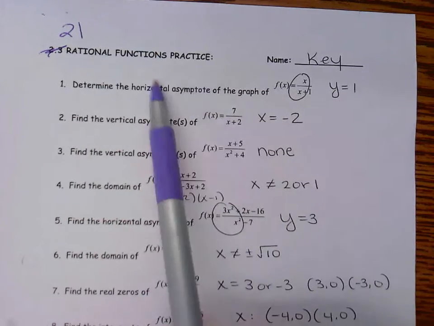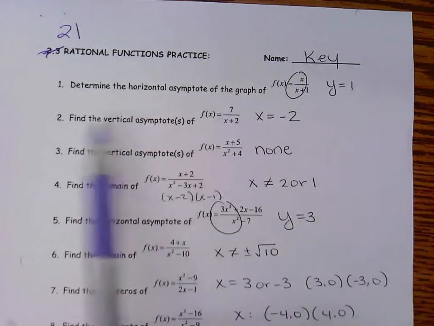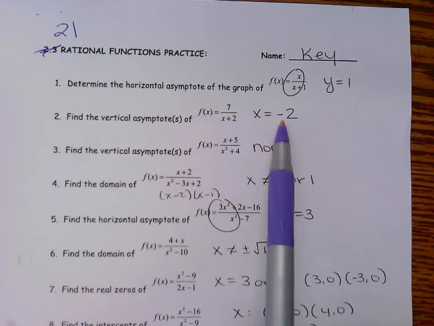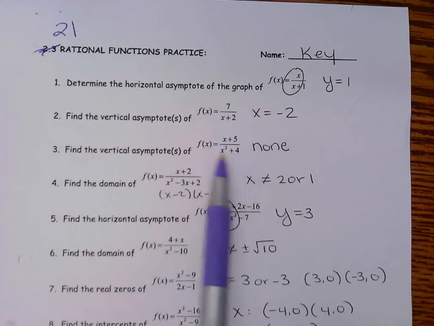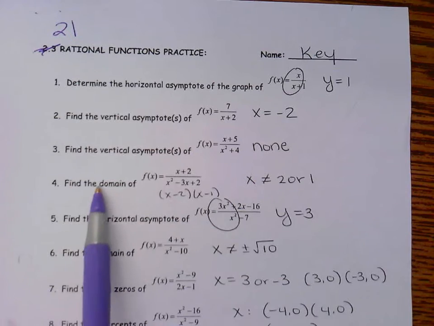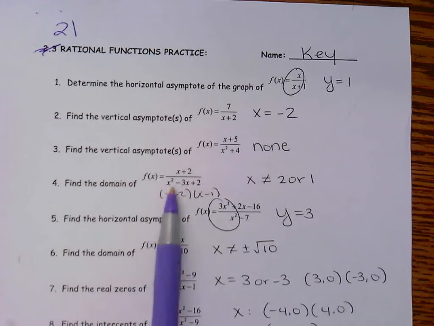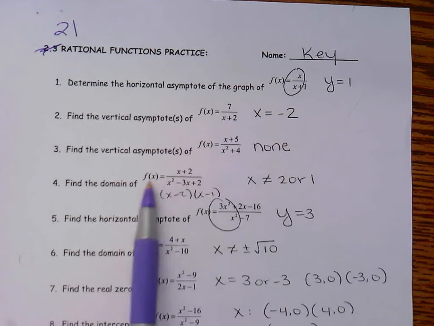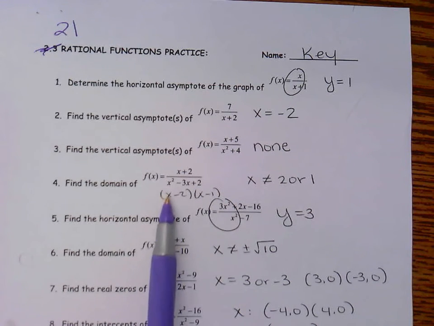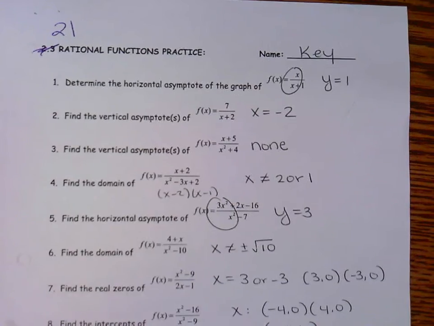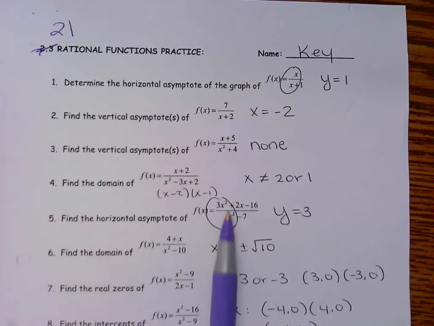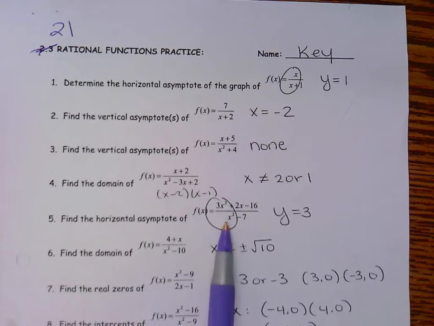Is this the same? Like horizontal was at y equals 1. Number 2, the vertical asymptote, x equals -2. Number 3, this had no vertical asymptote because the denominator can never be 0 because you've got x squared plus 4. The domain for number 4, you're looking at the denominator. Where would the denominator be excluding values for x? So at 2 and at 1. So I factored the denominator in number 4.